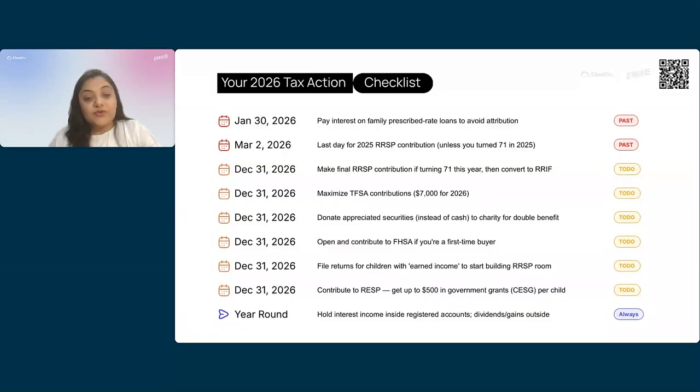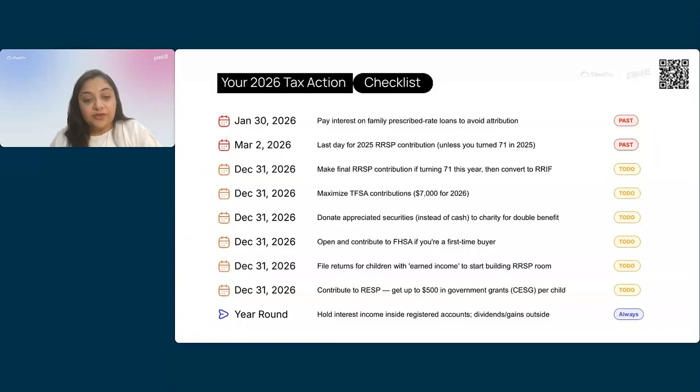So let's start with the first one, January 30th. It's a key deadline for anyone using family prescribed rate loans for income splitting. Fred explained that to you earlier. The idea behind these loans is to shift investment income to a lower income family member, but for the strategy to remain valid, interest must be paid on time every year. Next is March 2nd, which marks the last day to contribute to your RRSP for the 2025 tax year. And contributions made by this date can be used to reduce your 2025 taxable income.